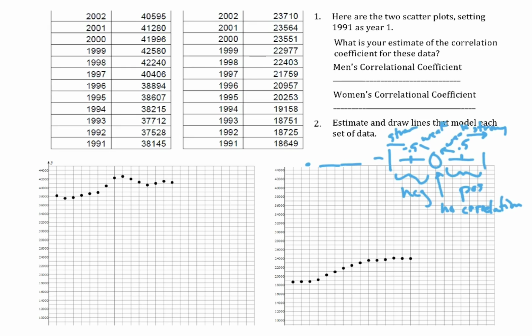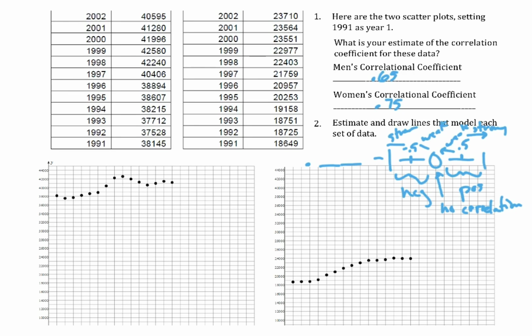Looking at this, they're pretty close together, so I'd probably guess above a 0.5. Maybe for the men we do something like 0.65. For the women, maybe it's a little bit stronger, so maybe 0.75. Then, number 2, we want to draw that line of best fit.